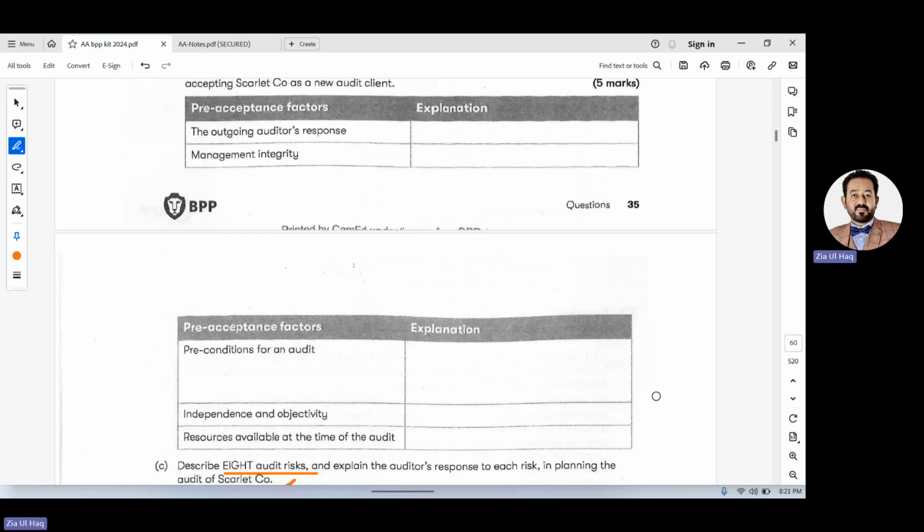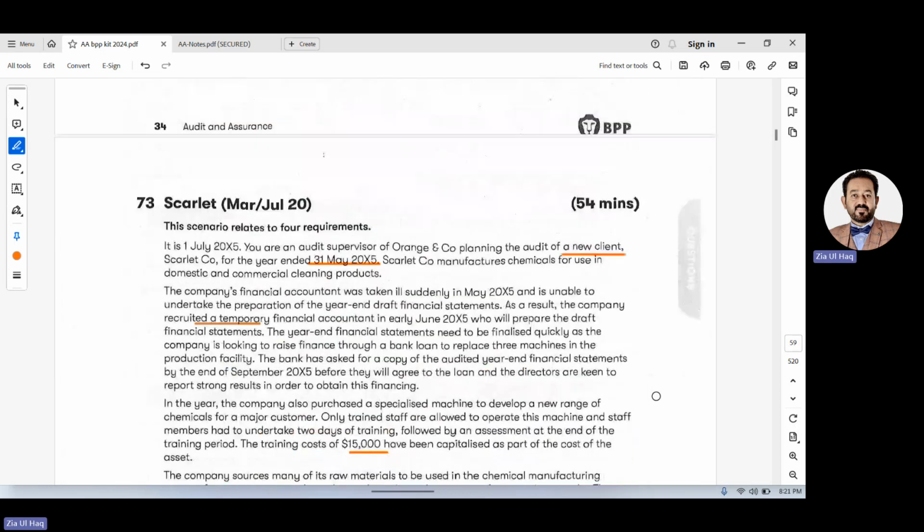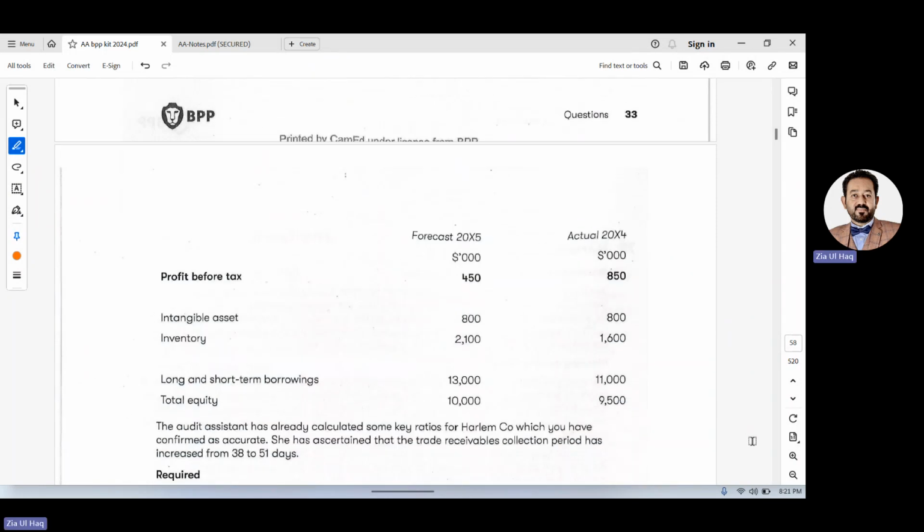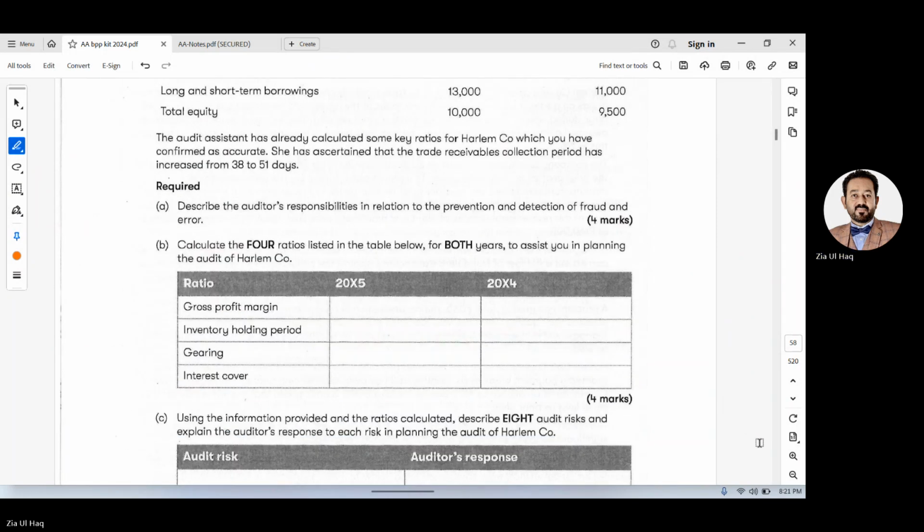So let's move towards one more question. Question 72. What we need to do for question 72? Requirement A. Describe the auditor's responsibility in relation to prevention and detection of fraud and errors. We haven't covered this topic. We will cover this topic in the next lecture. This is available in chapter 6. Currently, we are covering chapter 6. It's a big chapter.